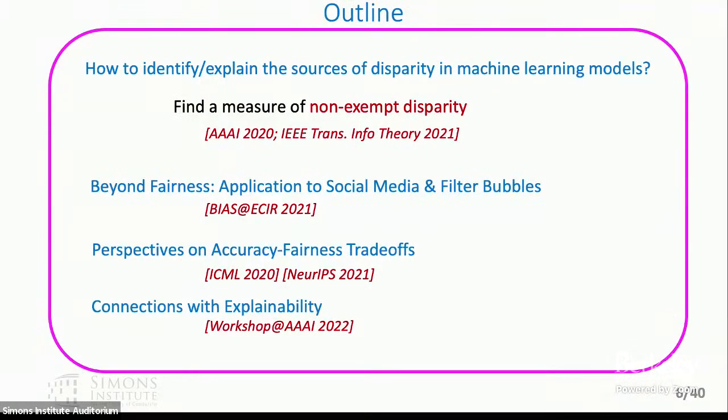So my outline for the talk will be something like this. I will be spending most of my time on this problem of finding a measure of non-exempt disparity. And after that, I will briefly touch upon some other related problems that I'm also working on. So I will now start with this problem statement and some notations first.